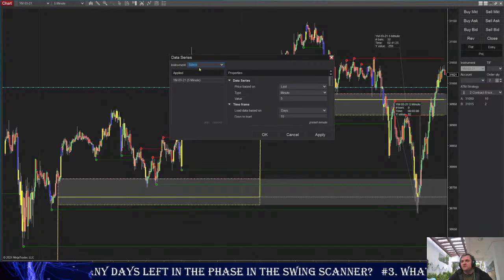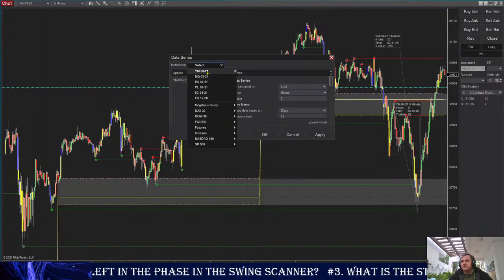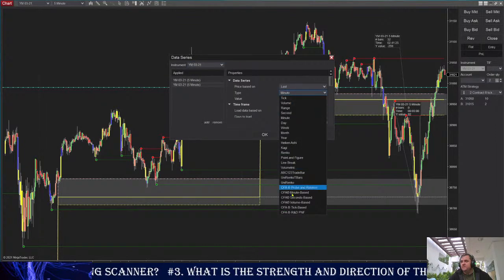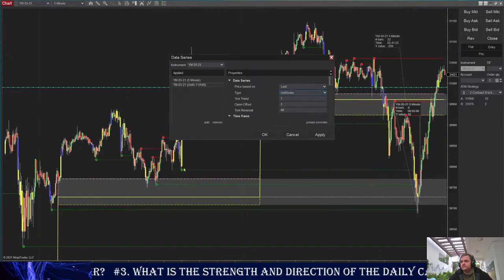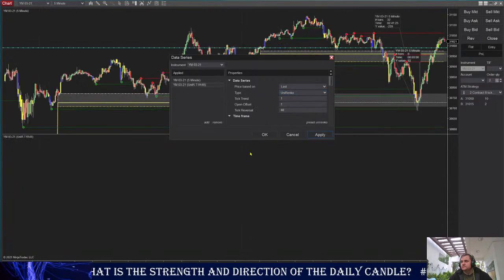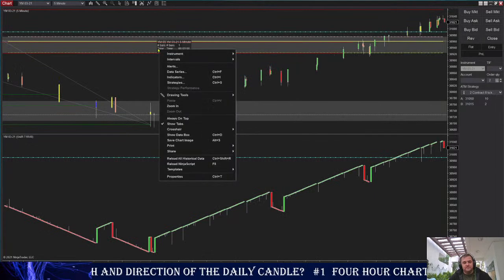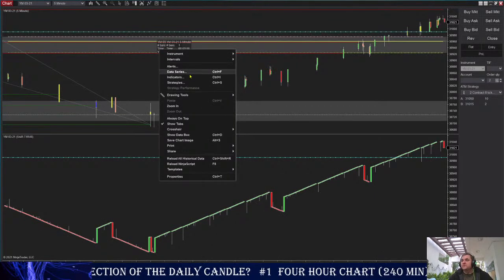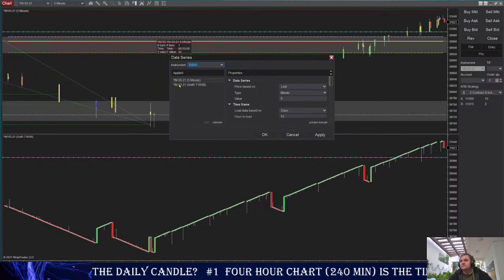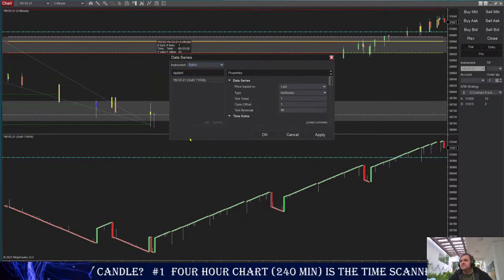And I noticed something on the investors pack that I forgot to put in, and I might have to bring it to you guys. But what we're going to do is I'm going to go to a Unirenko. The data series here. That one.